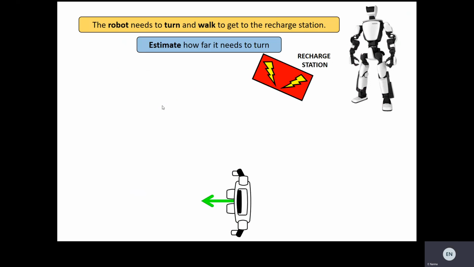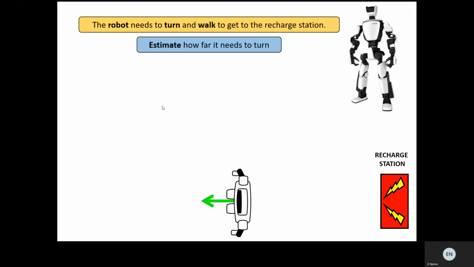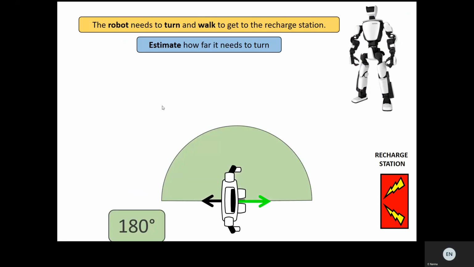Okay, next question. About 110. Yes, because it's past 90 degrees. And if the recharge station was just there, let's see. Oh, wow. He goes a 180 degree turn.